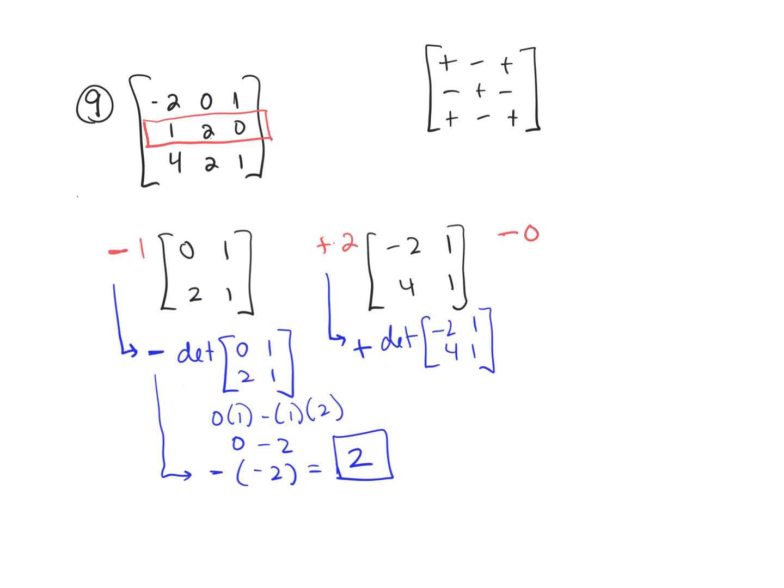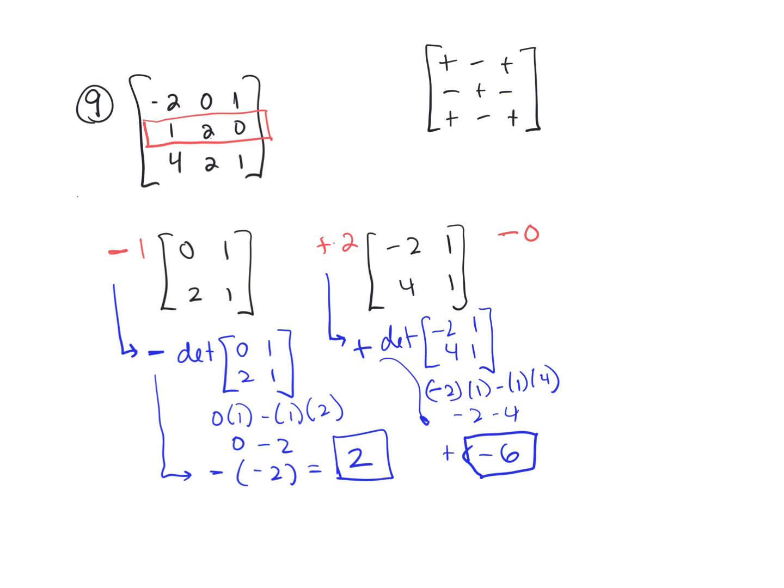Just like I did before, I'm going to do the determinant first. So I'll have -2 times 1 minus 1 times 4. Negative 2 minus 4 is negative 6, and the good news is I have a positive here, so my cofactor for 2 in row 2, column 2 is negative 6.